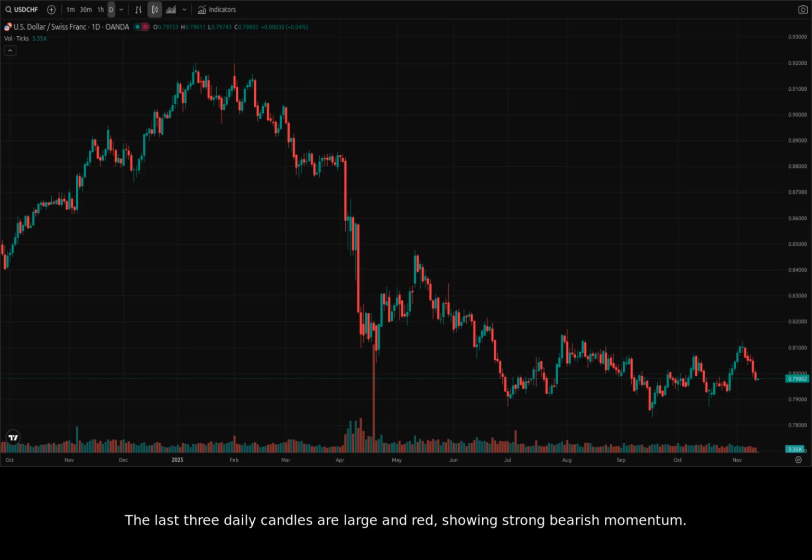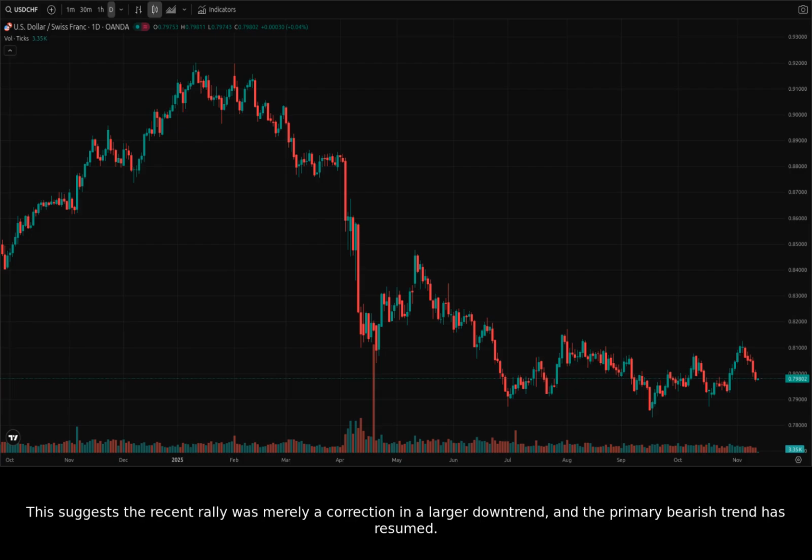The last 3 daily candles are large and red, showing strong bearish momentum. Yesterday's close was 0.79779, a significant break below the psychological 0.8000 level. Technical analysts have pointed out bearish patterns like an evening star reversal forming at last week's peak. This suggests the recent rally was merely a correction in a larger downtrend, and the primary bearish trend has resumed.